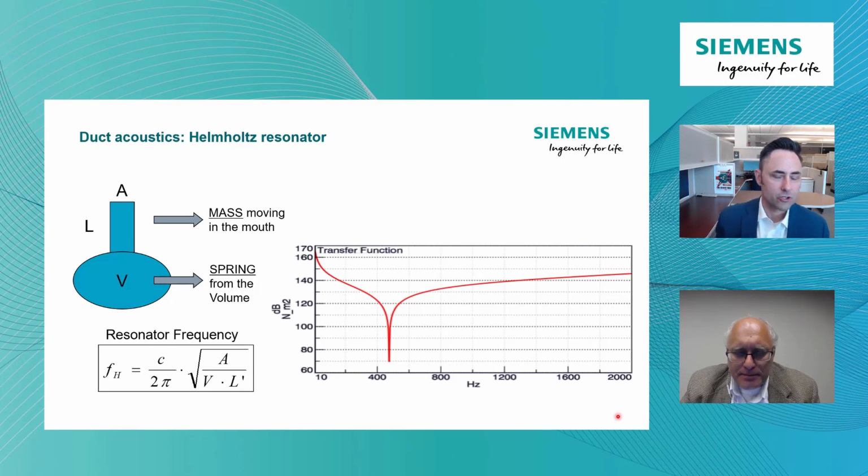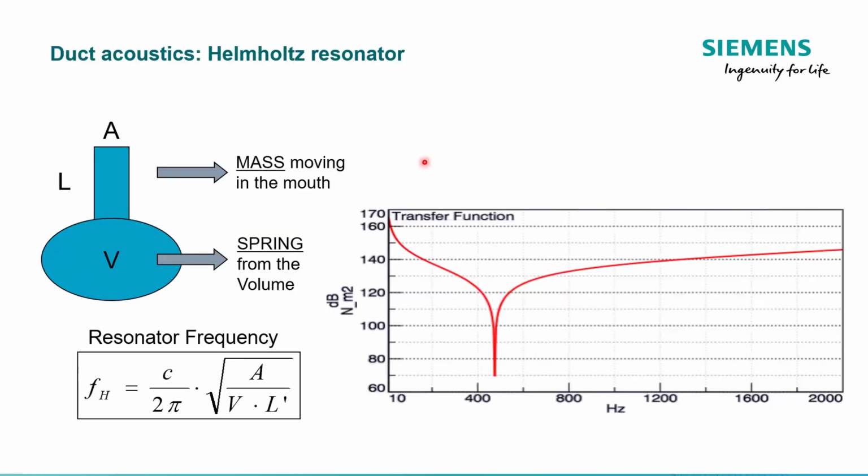Some other ways we can control sound in terms of duct acoustics. One of the tricks here is something called a Helmholtz resonator. This is an additional acoustic volume that you put on your duct to try to control noise at a specific frequency. If you're familiar with a tuned mass absorber from a vibration standpoint, you know you have a mass and a spring tuned to a specific frequency.